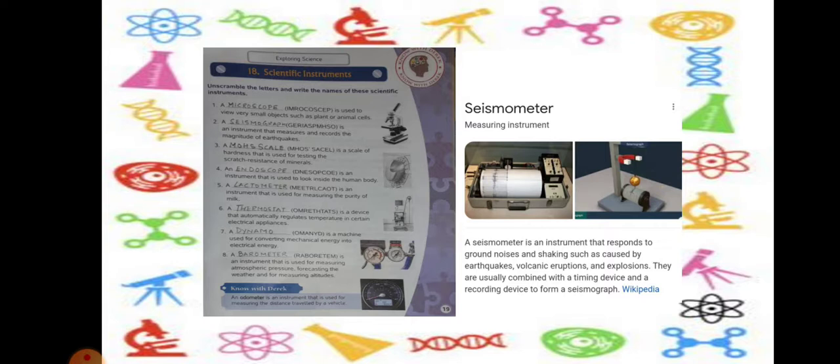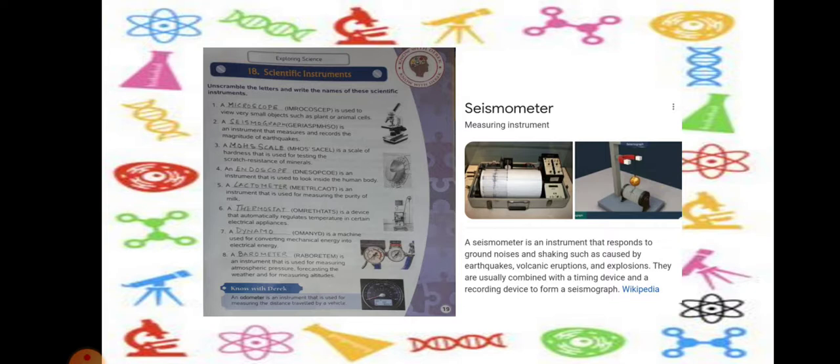A seismometer is an instrument that responds to ground noises and shaking such as caused by earthquakes, volcanic eruptions and explosions. They are usually combined with a timing device and a recording device to form a seismograph.